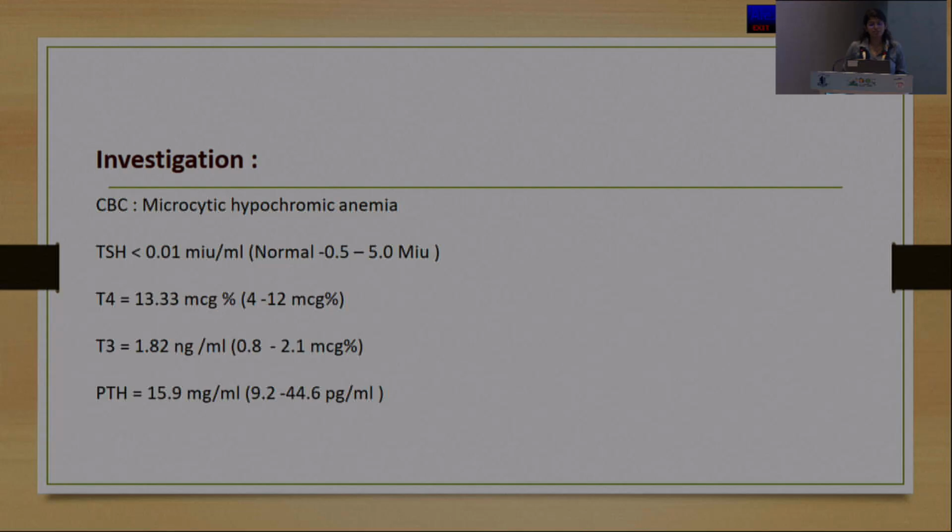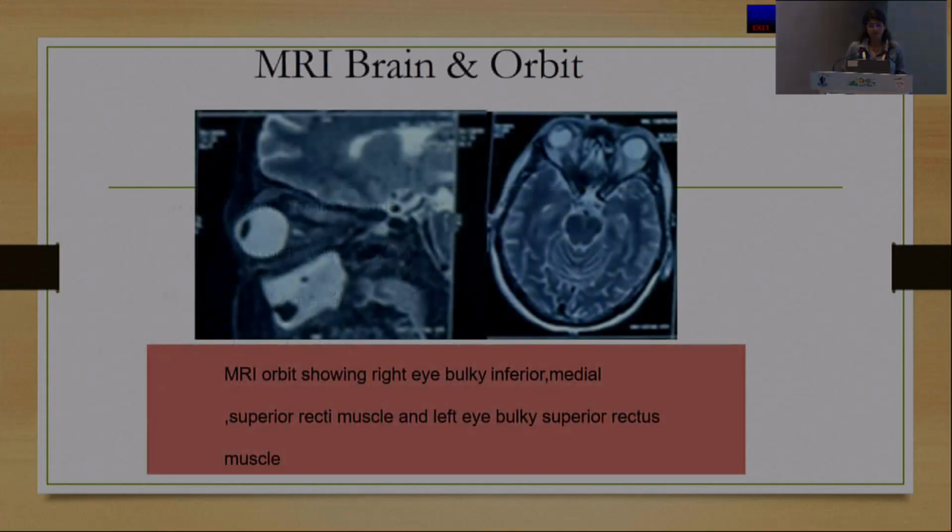On investigation, on CBC microcytic hypochromic anemia was present, TSH was below the normal limit, that is less than 0.01, T4 was above normal, that is 13.33 microgram percent, and T3 was 1.82, and parathyroid hormone was within normal limit. The CT brain orbit was normal. MRI brain and MRI orbit showed right eye bulky inferior, medial and superior rectus muscles and left eye bulky superior rectus muscle.